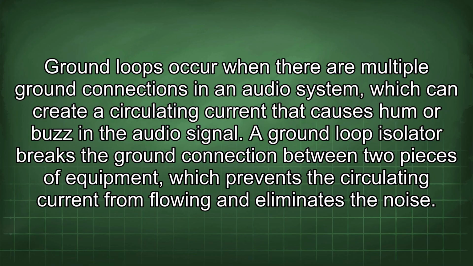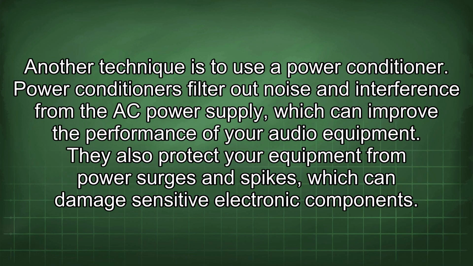A ground loop isolator breaks the ground connection between two pieces of equipment, which prevents the circulating current from flowing and eliminates the noise. Another technique is to use a power conditioner. Power conditioners filter out noise and interference from the AC power supply, which can improve the performance of your audio equipment. They also protect your equipment from power surges and spikes, which can damage sensitive electronic components.